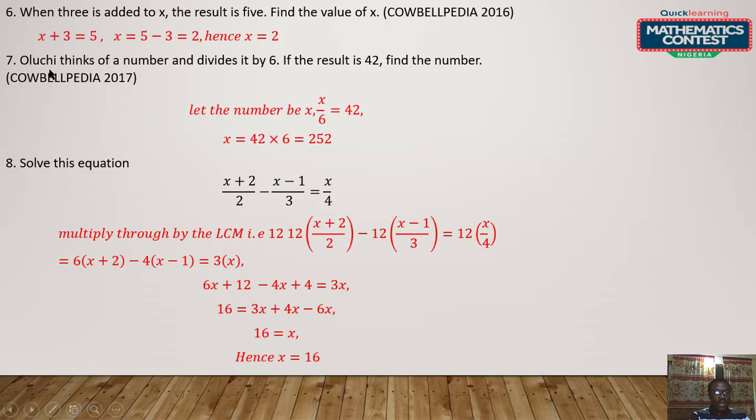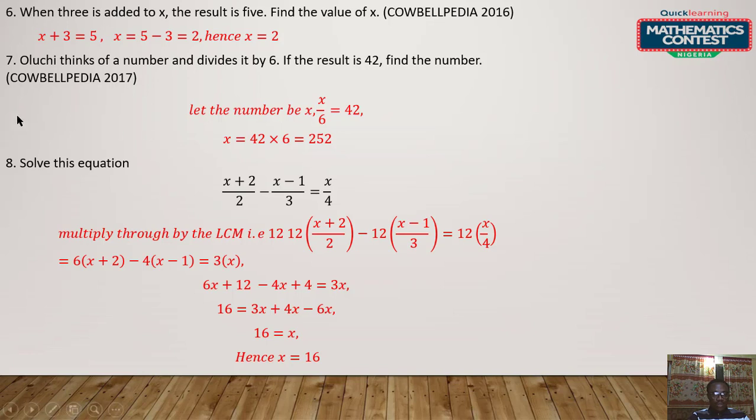Oluchi thinks of a number and divides it by 6. If the result is 42, find the number. So let the number be x. So she thinks of this number and divides it by 6. That is x divided by 6, and the result is 42, equals to 42. So we can multiply 42 times 6 is 256. So the number Oluchi was actually thinking of was 256.